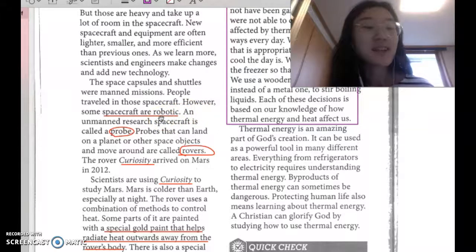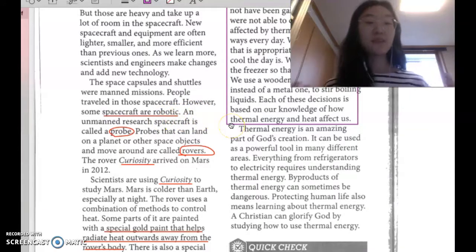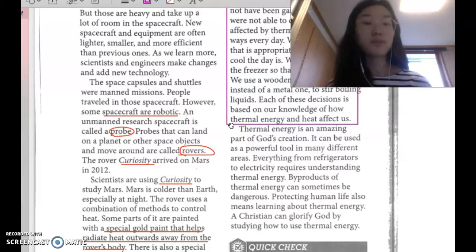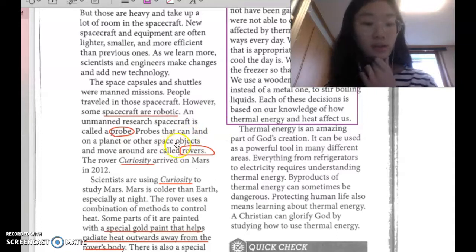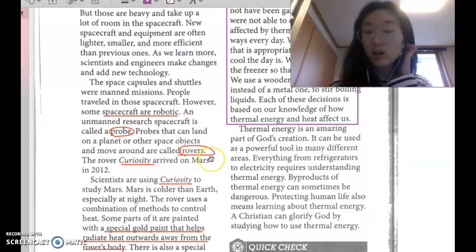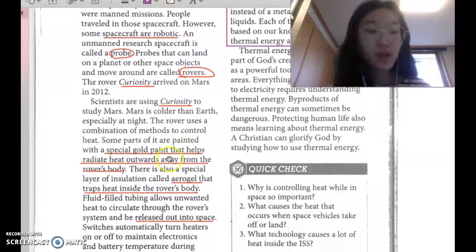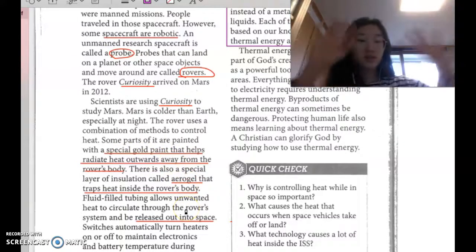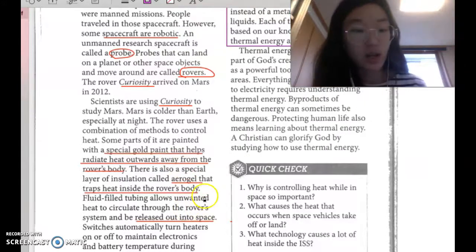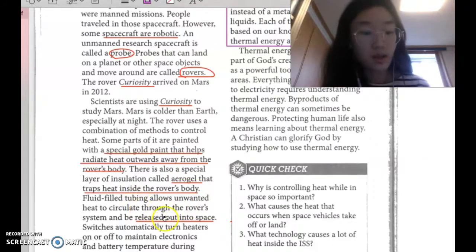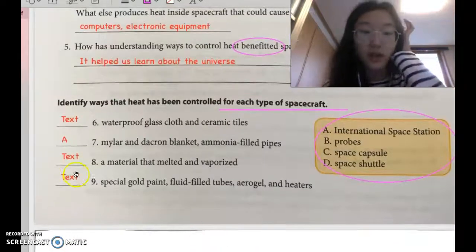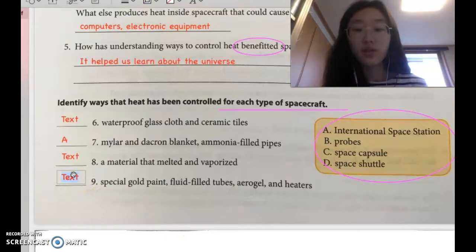Some spacecraft are robotic. An unmanned research spacecraft is called a probe, meaning a spacecraft where there are no people inside. Probes that can land on a planet or other objects and move around are called rovers. They use special gold paint that helps radiate heat outwards from the rover's body. They use aerogel. They use tubing. Okay, great. So there we go: special gold paint, fluid-filled tubes, aerogel, heaters.